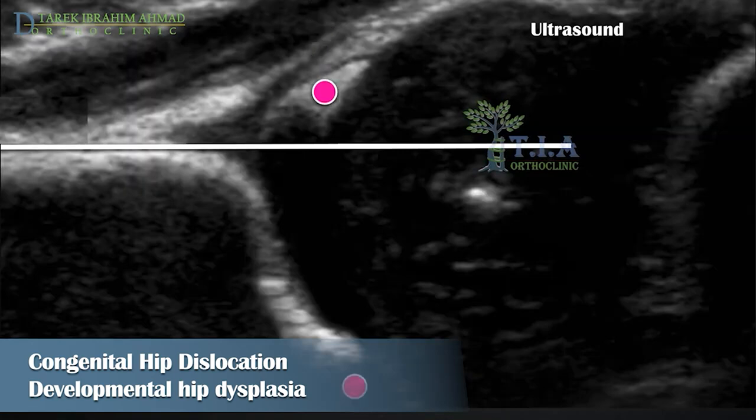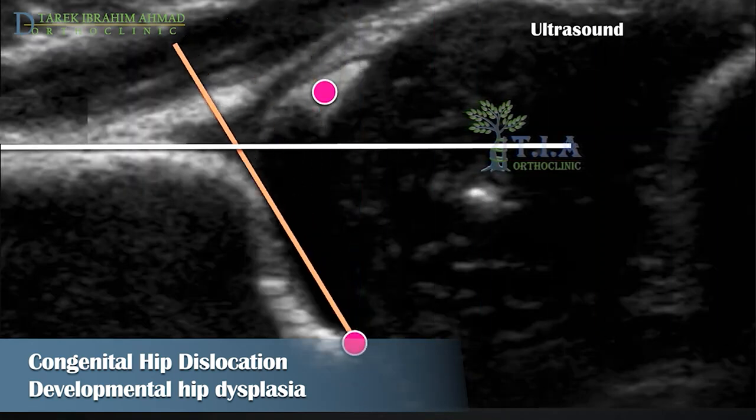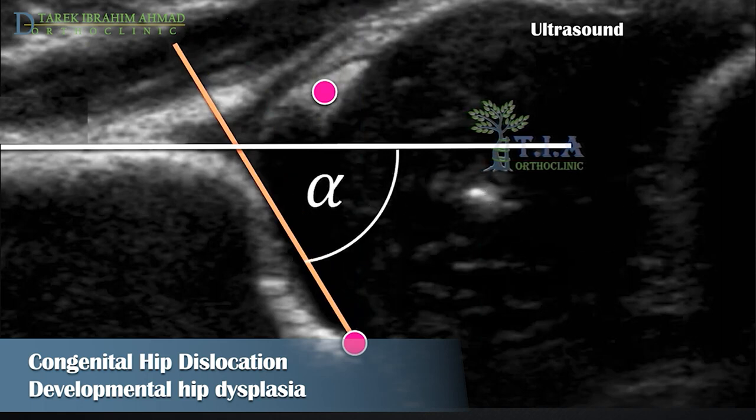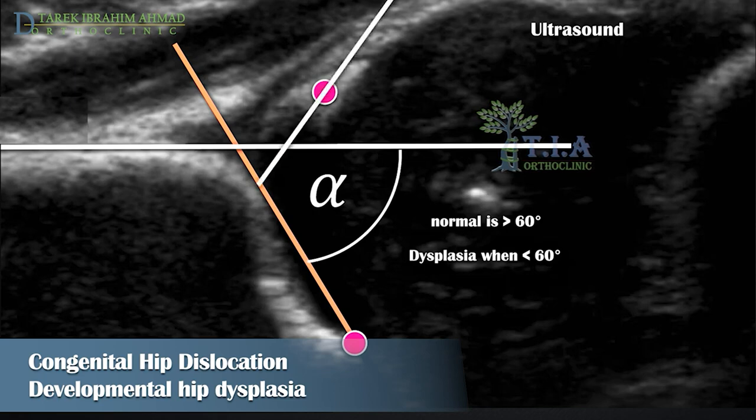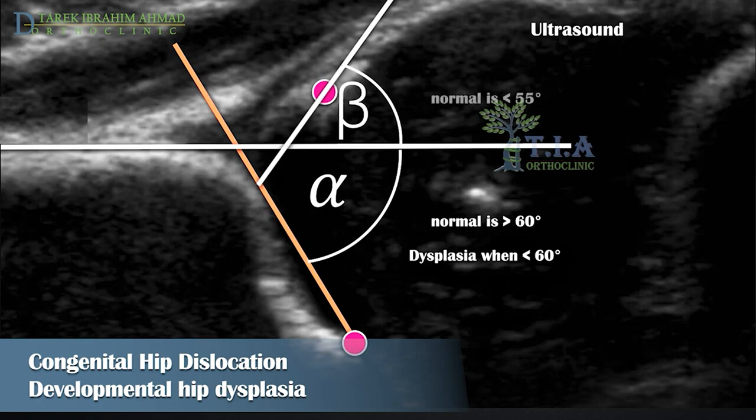There are angles that are measured during the examination. The one that is used the most to help guide treatment is the alpha angle. It is the angle created by lines along the bony acetabulum and the ilium. This angle is considered normal if it is more than 60 degrees. Dysplasia is present when the alpha angle is less than 60 degrees. The other angle is the beta angle, which is the angle created by lines along the labrum and the ilium. Normal is less than 55 degrees.